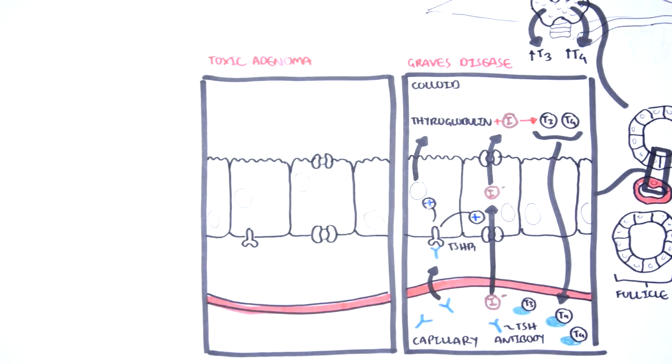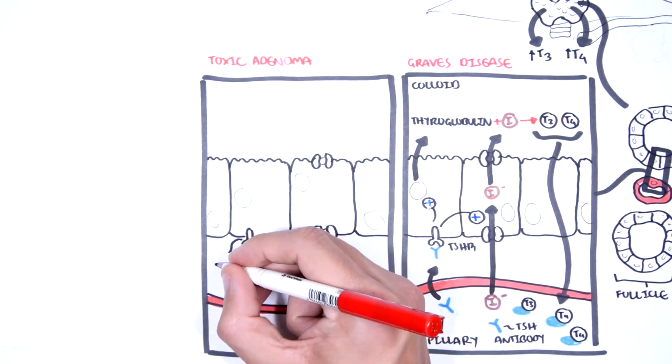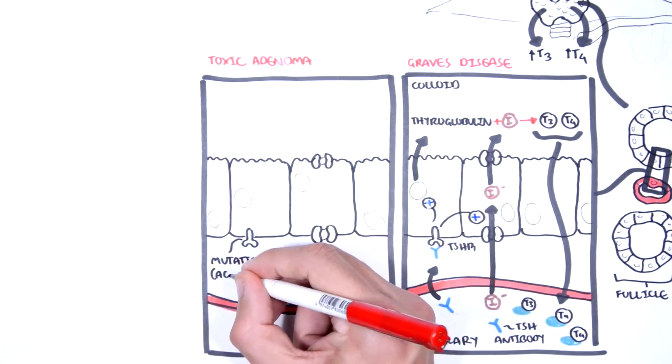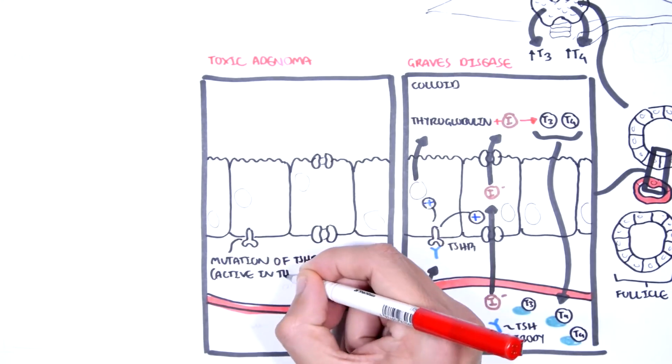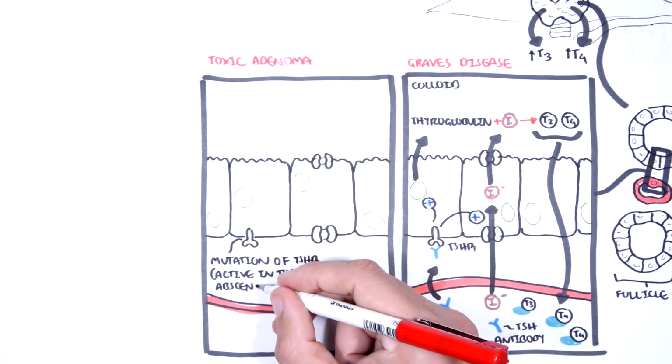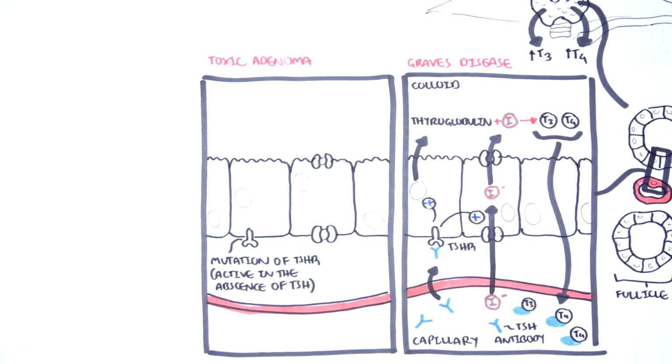Another cause of hyperthyroidism is toxic adenoma, or toxic multinodular goiter. In this case, the nodules can be initially not toxic, but through time they can undergo genetic mutations, causing an abnormal thyroid-stimulating hormone receptor. The mutated thyroid-stimulating hormone receptor becomes autonomous. It can activate by itself in the presence or in the absence of TSH.